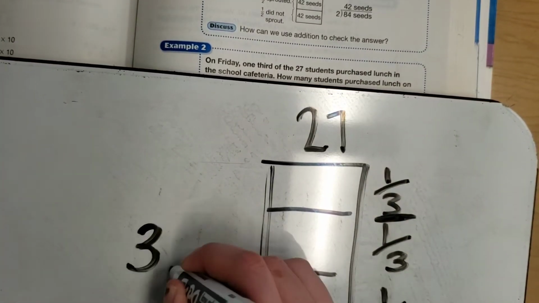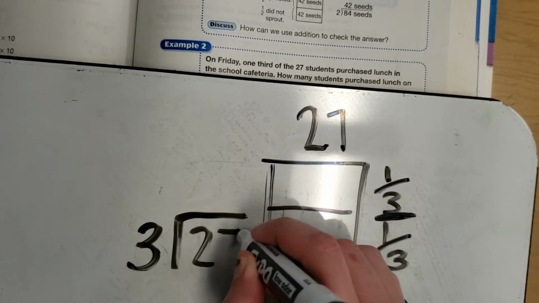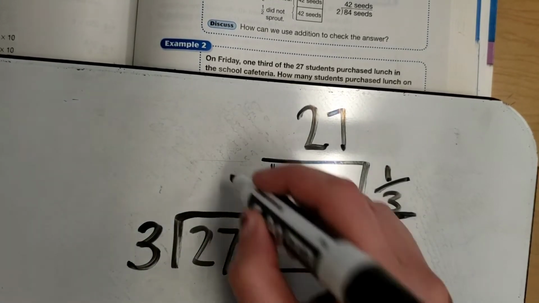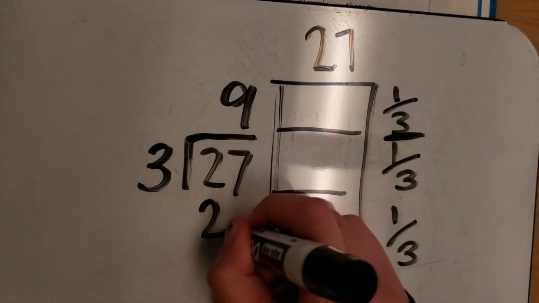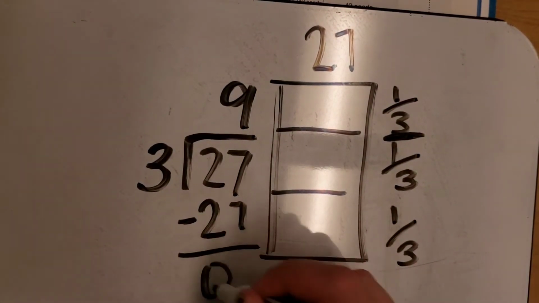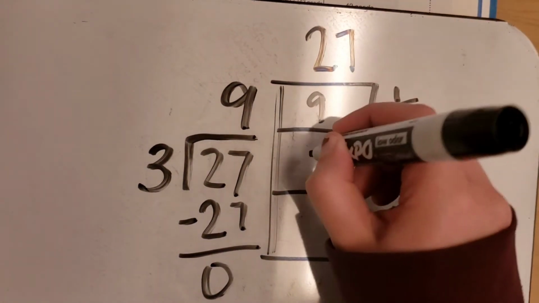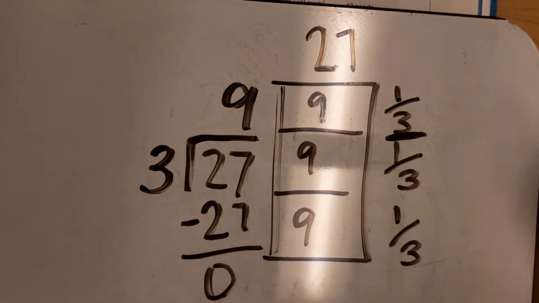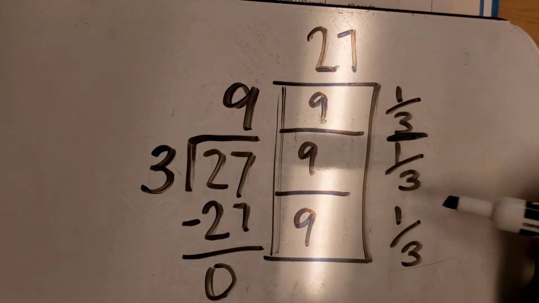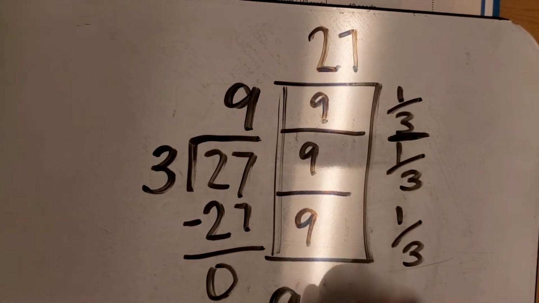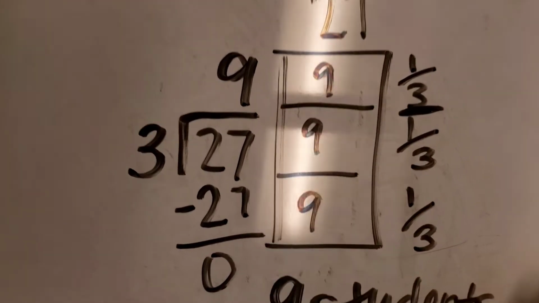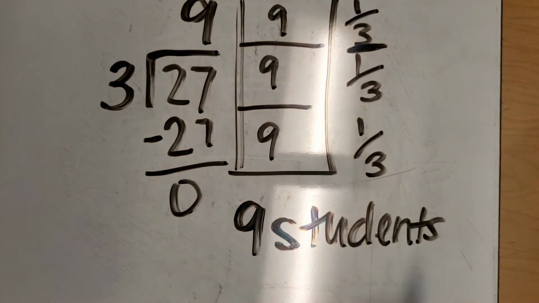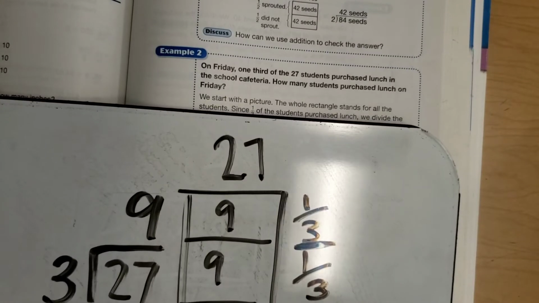So 3 into 27. 3 goes into 27 9 times, because 3 times 9 is 27. Nothing left. So 9 is dividing it into 1/3. So 9 students, oh sorry, you can't see that, 9 students bought their lunch on Friday.